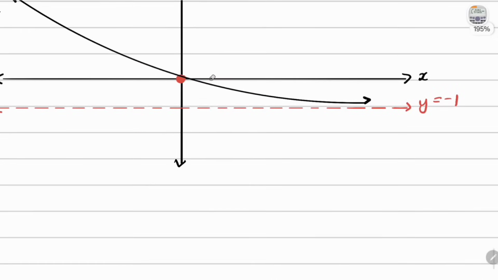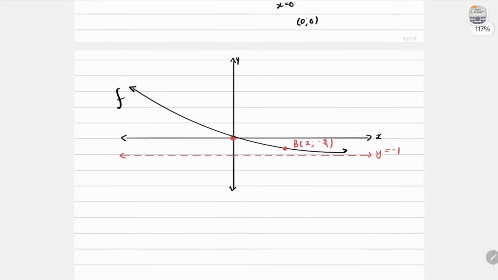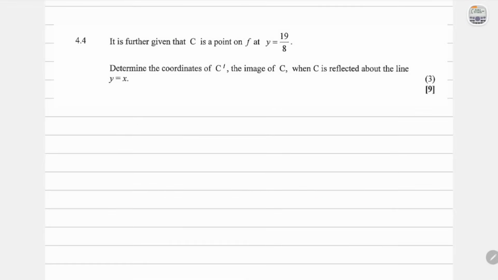So it's 2, meaning positive on the x-axis and then negative on the y-axis. So you can't just put it there and then say that that is B, 2 and -5 over 9. Okay, and that is what our graph looks like.